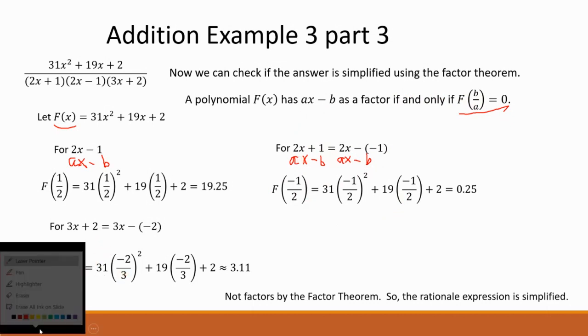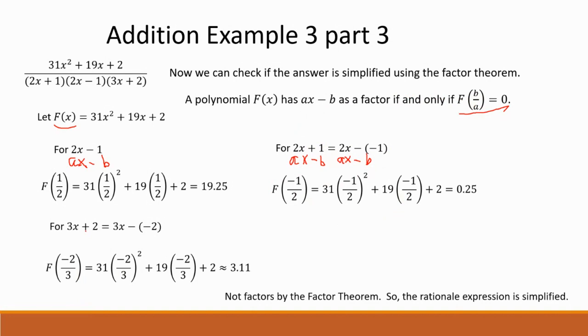So for this one, same idea. We want AX minus B. We don't have that. We have addition. So what do we do? Well, we can write it as subtraction. If you have 3x plus 2, that's the same as 3x minus negative 2. So in this case, we have A is 3, B is negative 2. So we have f of negative 2 over 3, and we get this. And we don't get 0.